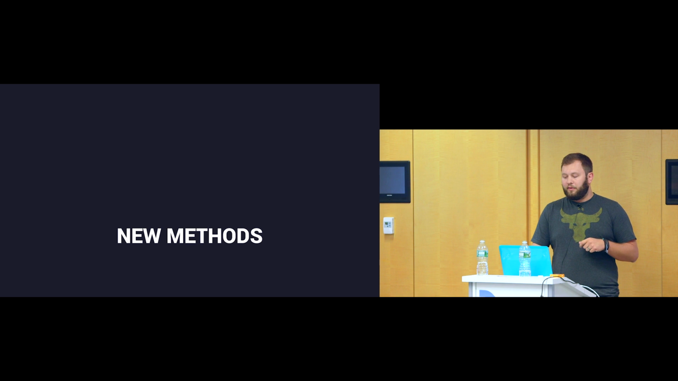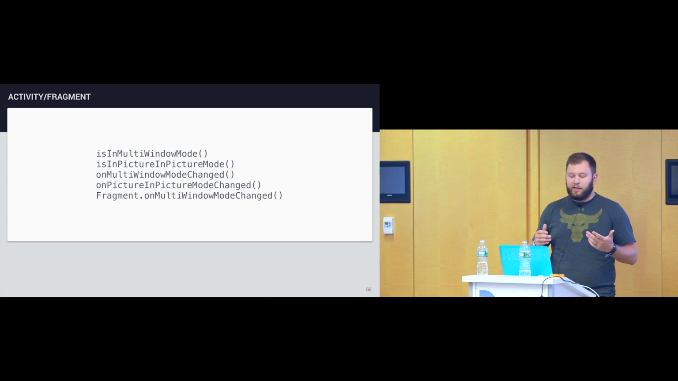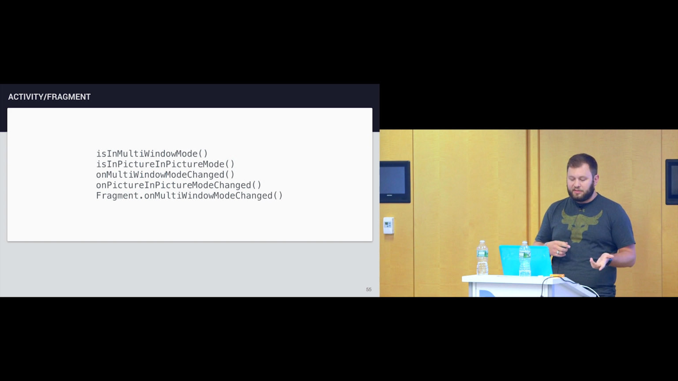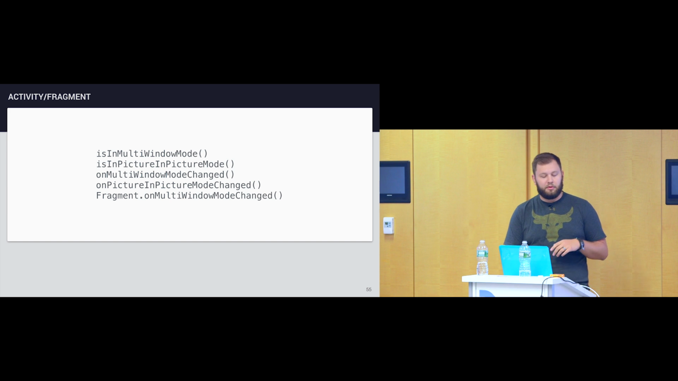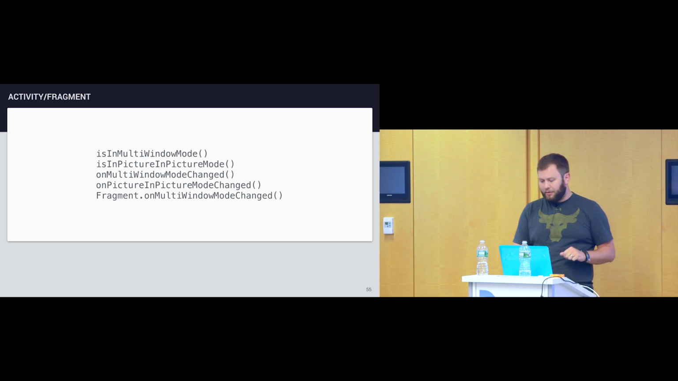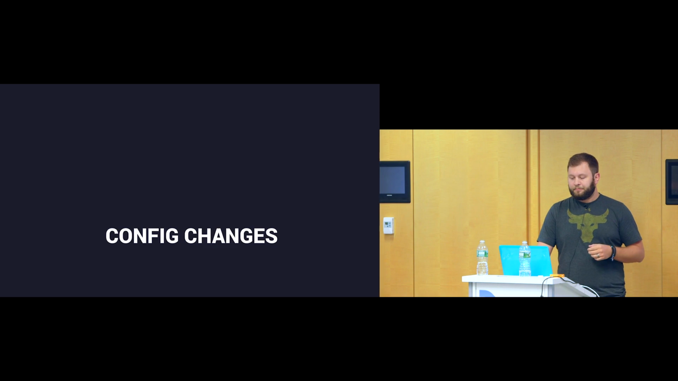So next, kind of last for this section, I was just going to hit on a couple of the new methods. I don't really go over these too much, but for the new methods, we get basically most of the stuff you would expect to get. You can tell whether or not you're in multi-window mode. You can get actual callbacks when you're in multi-window mode for fragments as well. And then for picture-in-picture, you can see when that mode's changed as well. There's nothing really special about those, but we have those definitely for our use, which is nice.